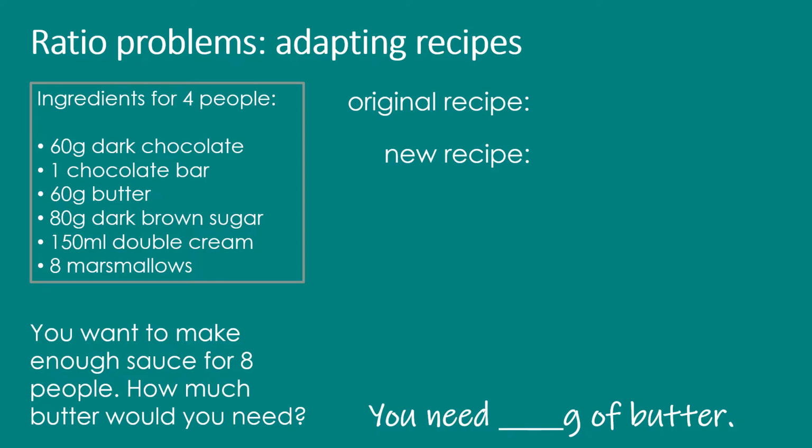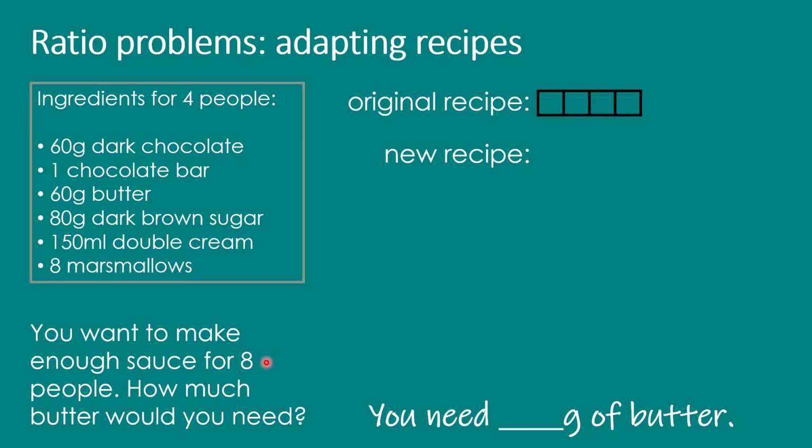Now remember, we create our ratio by finding something we know in both the original recipe and the new recipe. And it's the same thing. You're comparing the same thing. So what do we know in both versions? We've got 4 people in the original recipe, and then there's going to be 8 people served in the new version. So now I'm going to put that in bar model form. Can you imagine what that would look like? How would you do it?